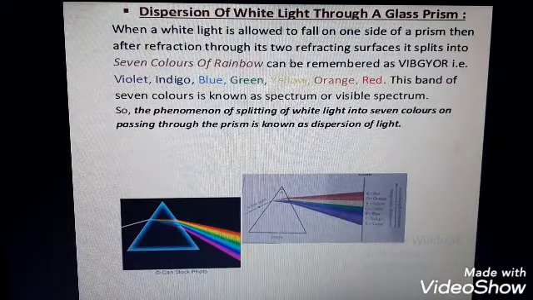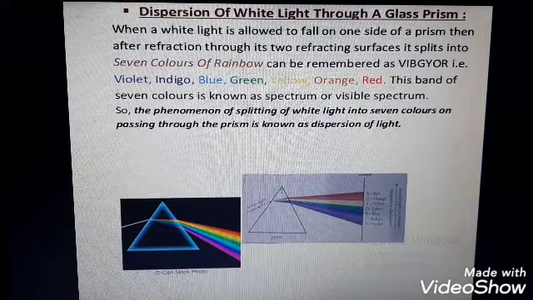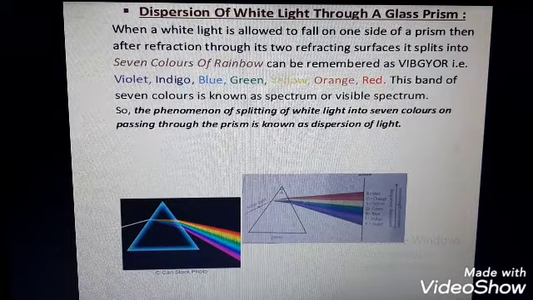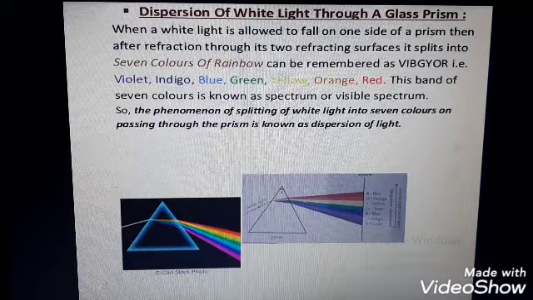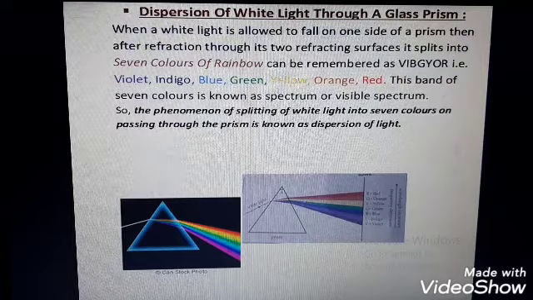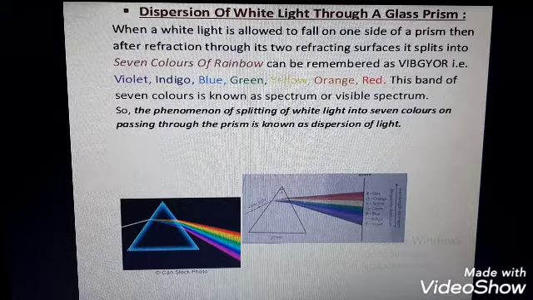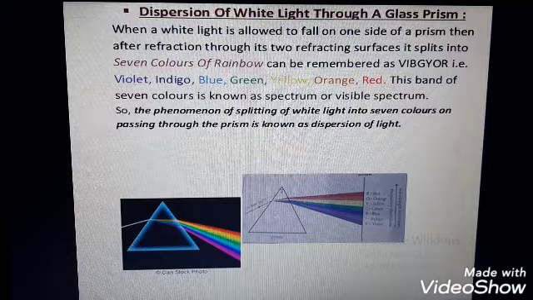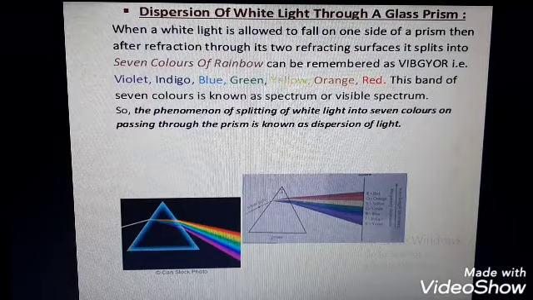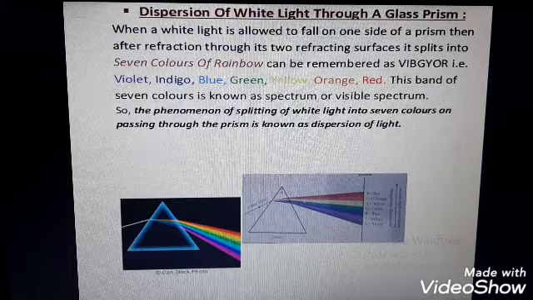Now next is dispersion of white light through a glass prism. That means we will allow white light or sunlight to fall on one side of the prism, and then after refraction through its two refracting surfaces, you know that the two refracting surfaces are the two rectangular faces. After refraction through these two refracting surfaces, this white light will split into 7 colors of the rainbow. And how can we learn these rainbow colors? You might have learned in your previous classes also, that is VIBGYOR.